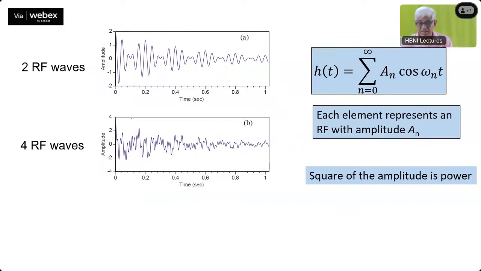So in other words, h of t is now a superposition of a large number of RF fields with frequencies omega n. A n is the amplitude of the RF field and omega n is the frequency of the RF field. So you have all kinds of fields present there. The superposition is now represented as the sum of a lot of these RF fields, A n cosine omega n t.